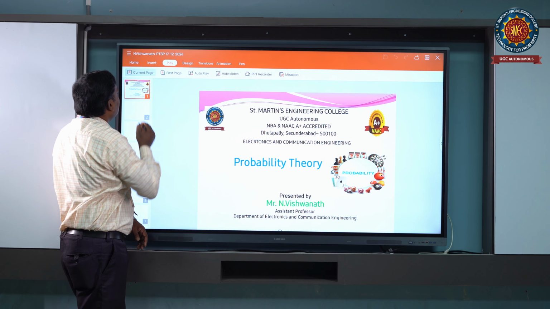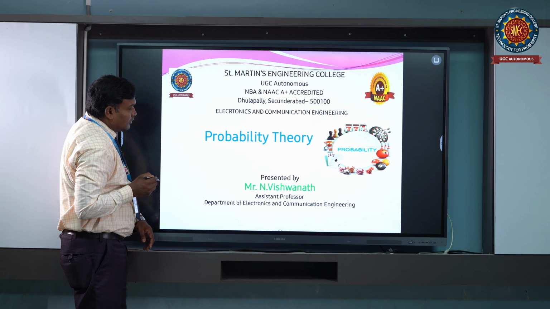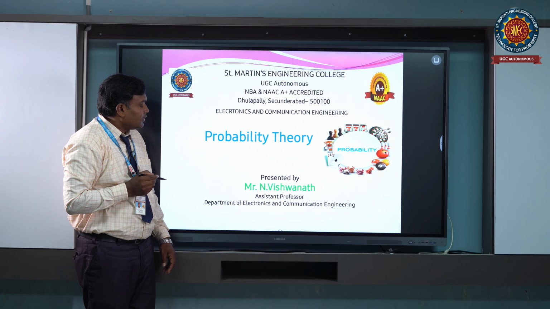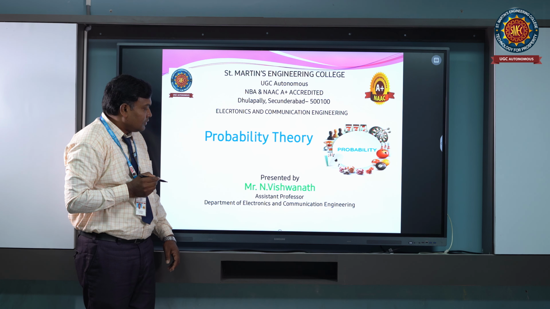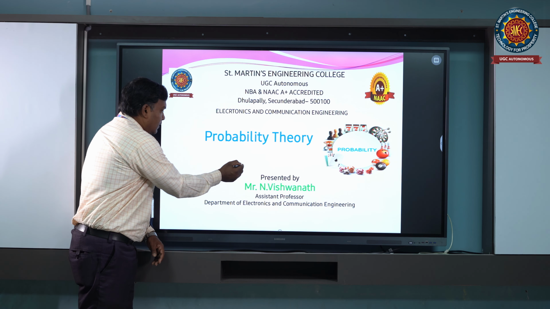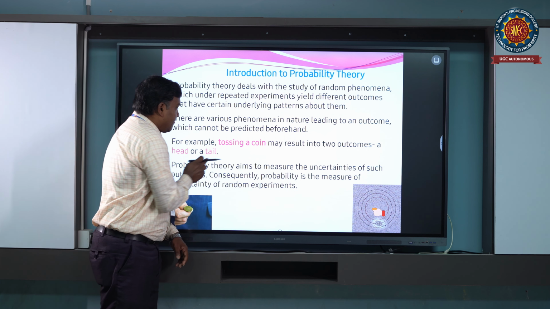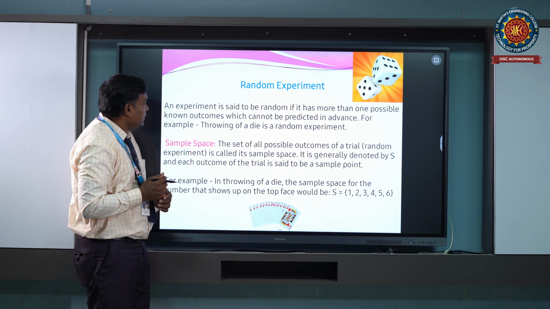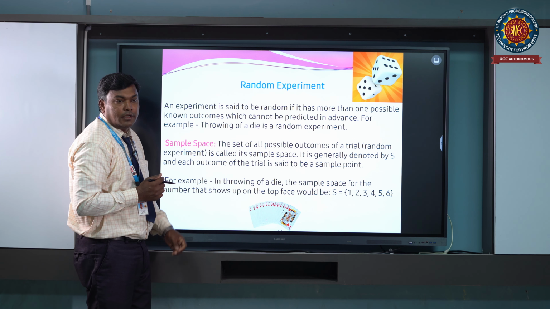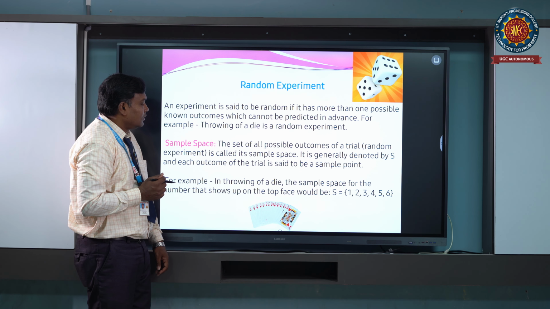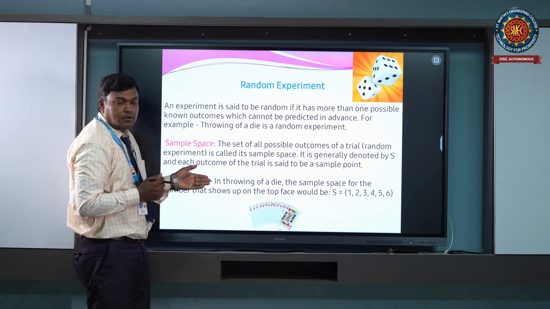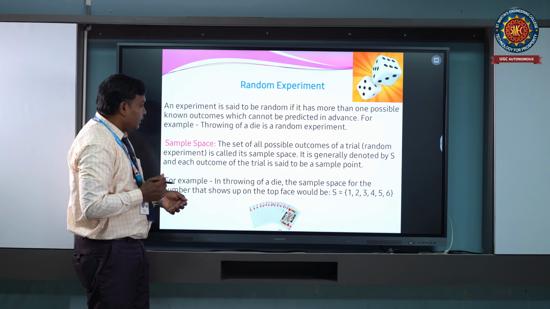Probability plays a very important role in research, and many scholars use this. In random experiments, we get random outcomes. Experiment means tossing a coin. In tossing a coin, we get a sample space, experiment, outcome and event.